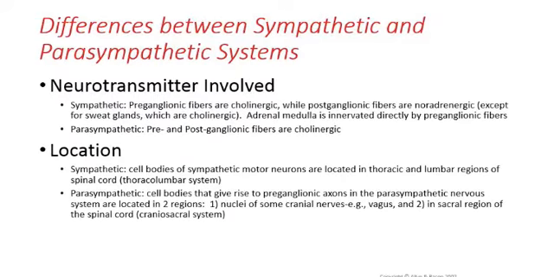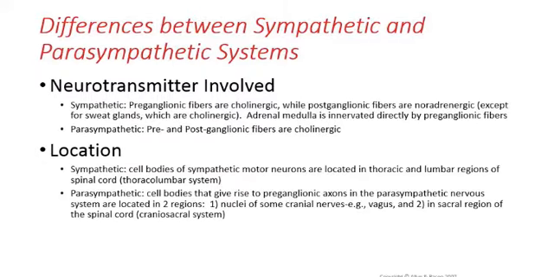And two more differences: the neurotransmitter involved. For the parasympathetic nervous system, both the preganglionic and postganglionic fibers are cholinergic. They use acetylcholine. But in the sympathetic nervous system, the preganglionic fibers are also cholinergic, but the postganglionic fibers are noradrenergic for the most part. The one exception is the sweat glands, which are cholinergic. Also, in the sympathetic nervous system, the adrenal medulla is innervated directly by preganglionic fibers. There is no postganglionic fiber for the adrenal medulla.